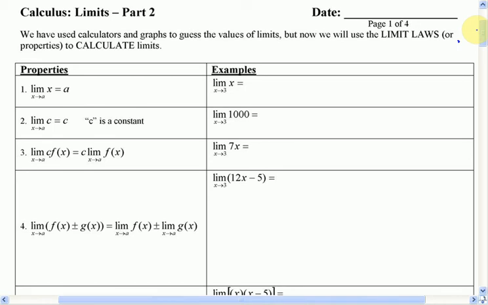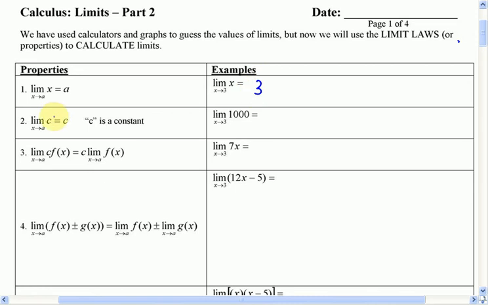So the first property says the limit as x approaches a of the value x. That means when x gives you this number a and you're plugging into this function called x, what do you get? Well, what they're saying is replace x with a, so your answer is a. As an example, if I have the limit of x approaching 3 of the function x, then of course that just equals 3.